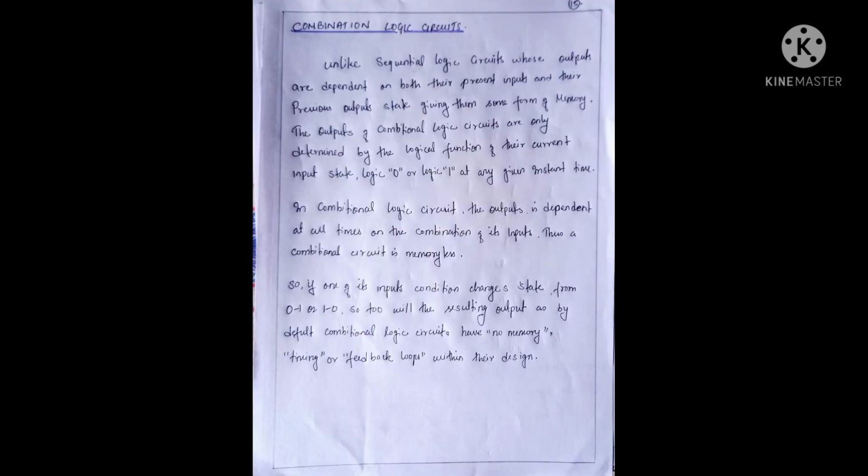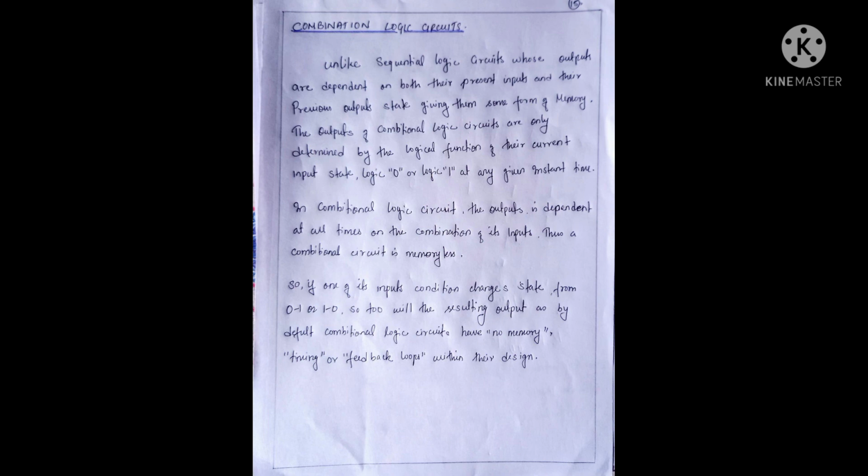Combinational logic circuit. Unlike sequential logic circuits, whose outputs are dependent on both their present inputs and their previous outputs, giving them some form of memory, the outputs of combinational logic circuits are only determined by the logical function of their current input state, logic 0 or logic 1, at any given instant of time.